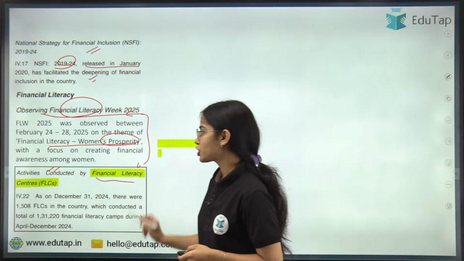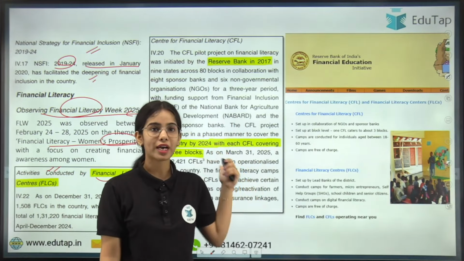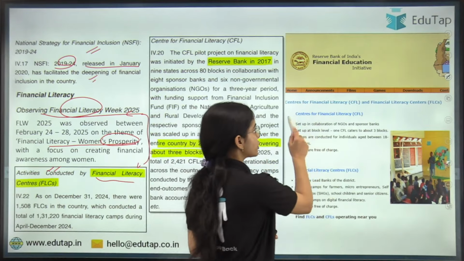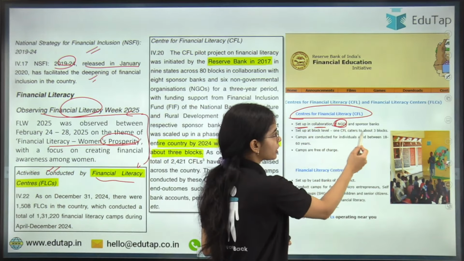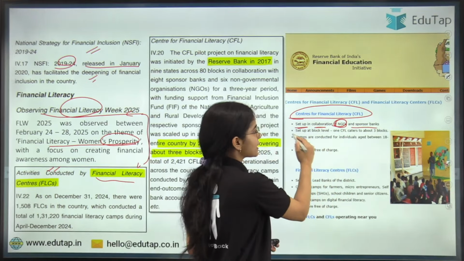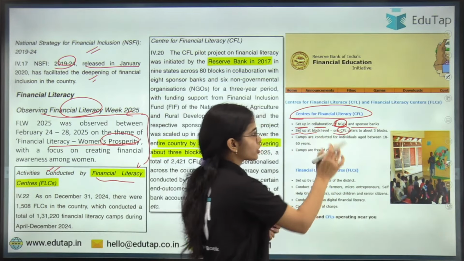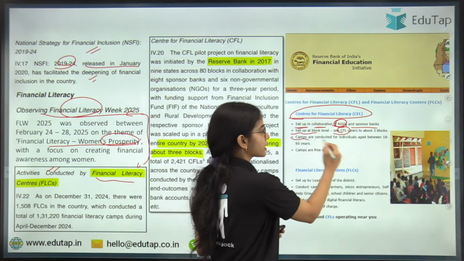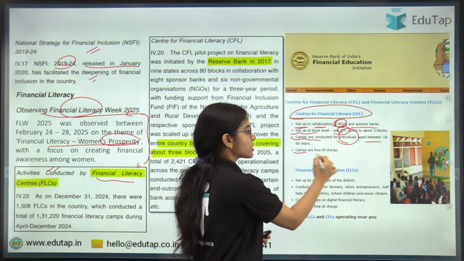Activities are conducted by financial literacy centers and Centers for Financial Literacy. Remember that financial literacy centers and centers for financial literacy are different. Centers for Financial Literacy are set up in collaboration with non-governmental organizations and sponsor banks. They are set up at a block level, and one center caters to about 3 blocks. Camps are conducted for individuals aged 18 to 60 years, and camps are free of charge.